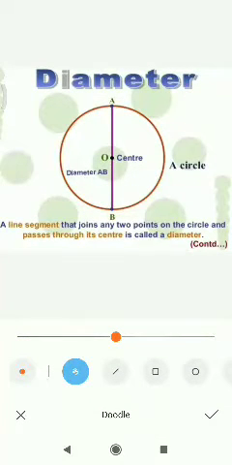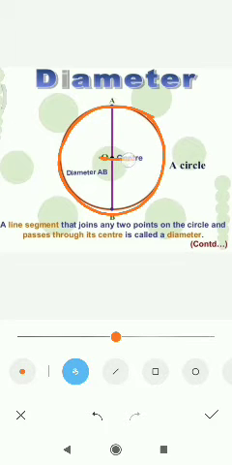So diameter: a line segment that joins any 2 points on the circle and passes through the center is called the diameter. Last time you had studied the radius. Radius goes to the center of the circle, but a diameter is not just the center of the circle. It joins 2 points on the circle and passes through the center. A line segment that joins 2 points on the circle and passes through the center is called a diameter.